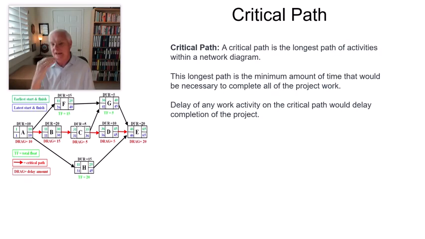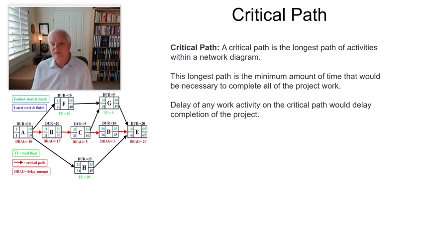So the next piece we want to talk about is called the critical path. Those of you that are using Microsoft Project, it will plot the critical path for you automatically. The critical path is only the longest path of activities through the project within the network diagram. That's all it is. It isn't something bad, it isn't something good, it is the longest path.